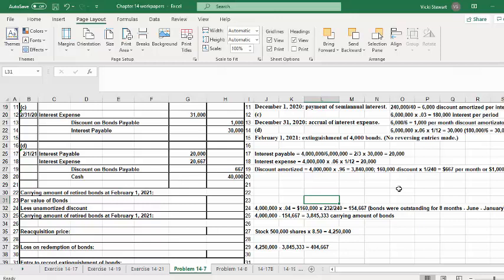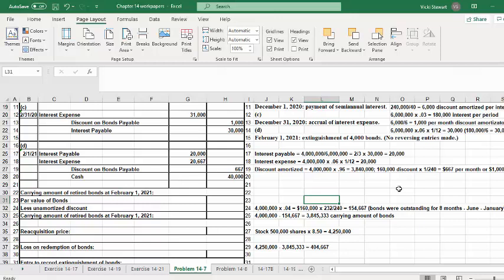We need to determine the amount of the discount on the bonds that has not been amortized. So these bonds would have been outstanding for 240 months total. They have had 8 months of amortization. So if we multiply 160,000 times 232 divided by 240, we will get $154,667 of discount that has not been amortized.